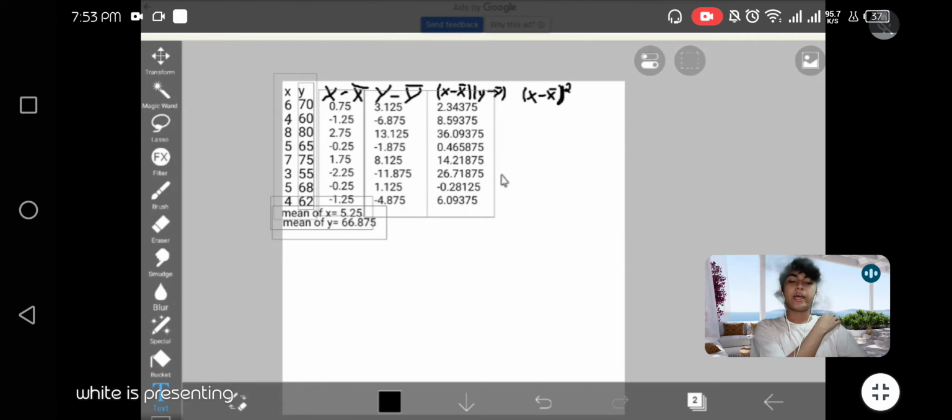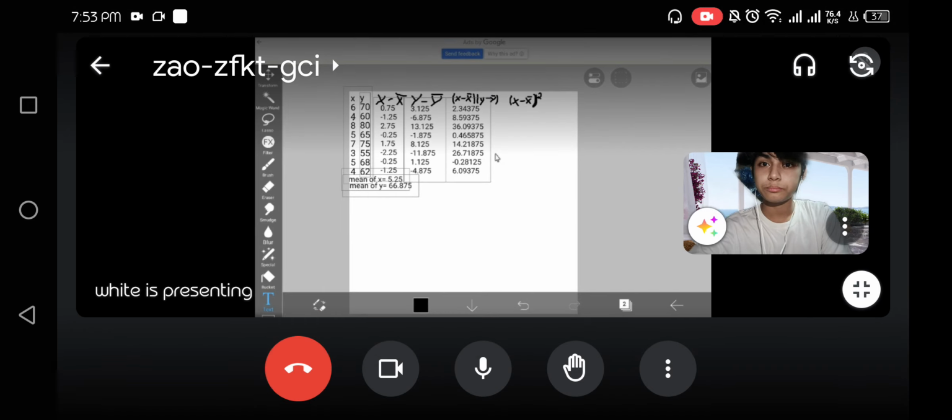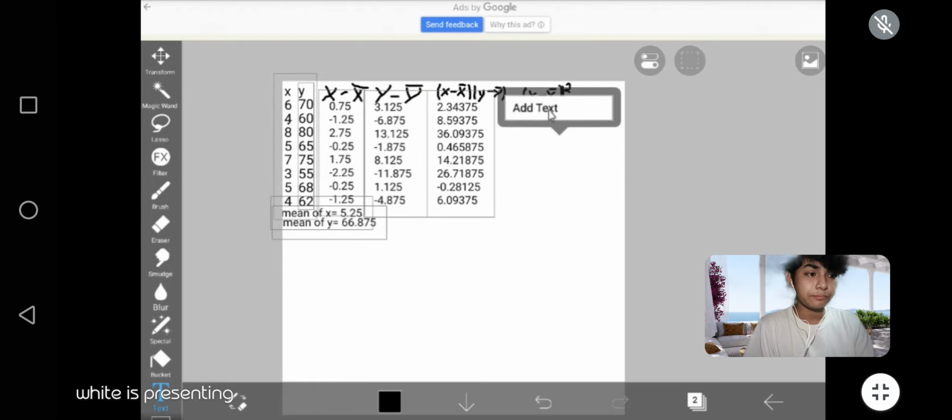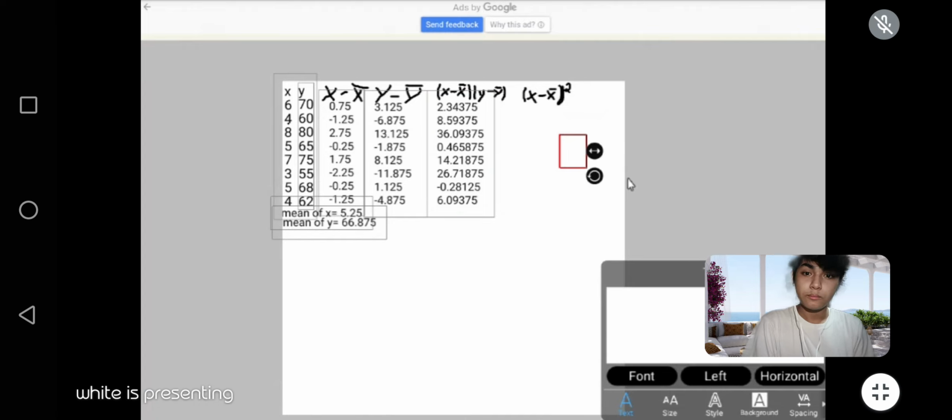Now, let's identify the square of x minus x bar. I know na marunong naman tayo mag-square, di ba? So, ayan. I-squared lang natin, ita-times lang natin sa sarili niya yung x minus x bar. So, let's start from 0.75. 0.75 times 0.75 is equal to 0.5625.